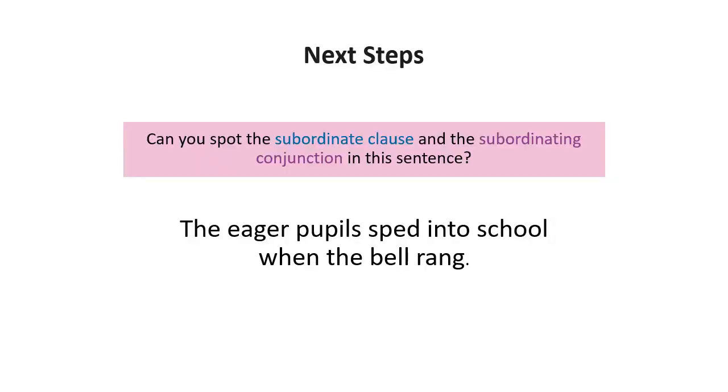So what we're going to do is look and see if we can spot the subordinate conjunctions and subordinating clauses in the sentence. So let's have a look. We've got: the eager pupil sped into school when the bell rang. So the subordinating clause there is when the bell rang. So that's when they did it.